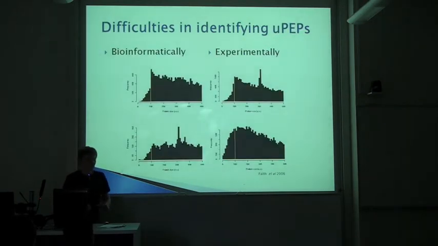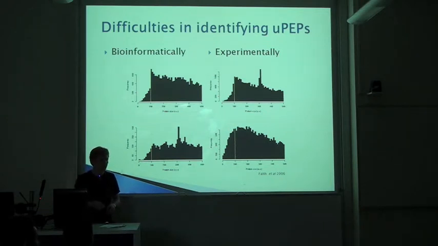So uPEPs are fairly hard to identify due to their short sizes, both bioinformatically and experimentally. In terms of bioinformatics, they're hard to identify because gene prediction programs look at the differences between coding sequences and non-coding sequences. And as UOFs are very short, they often lack the markers that coding sequences have. In addition, many gene prediction programs have a cutoff of 100 amino acids, so anything less than 100 amino acids is normally automatically classed as non-coding anyway.